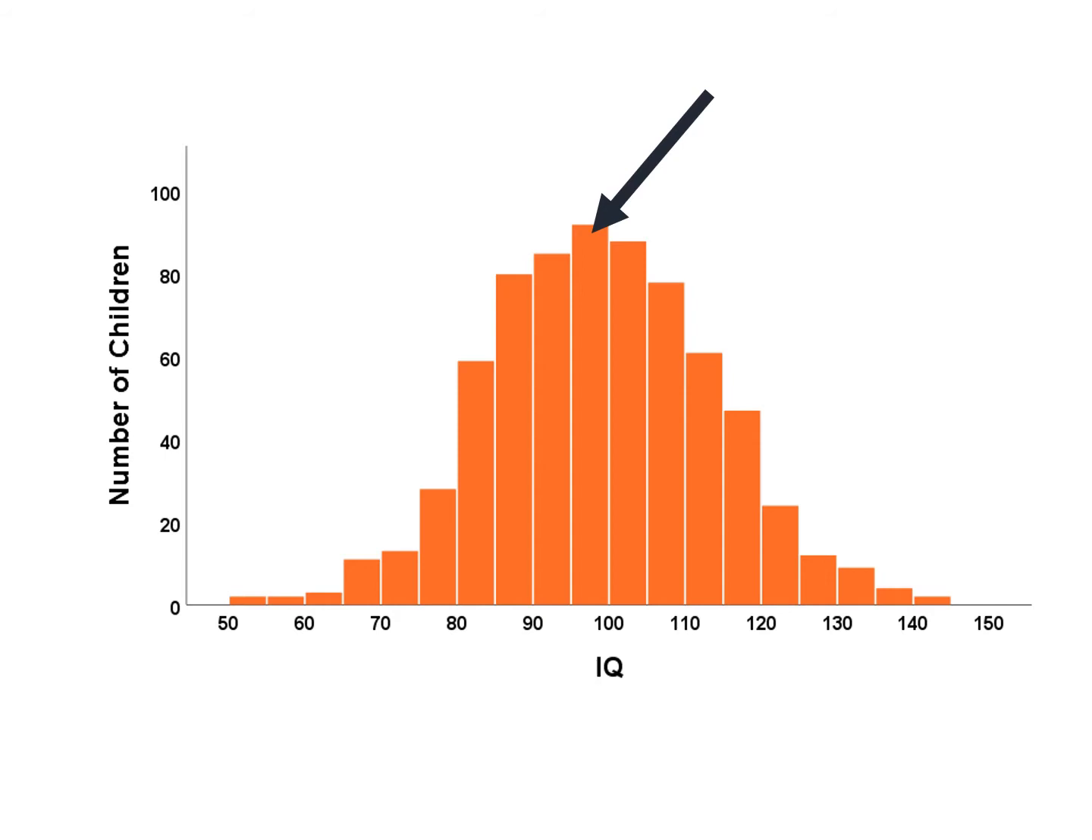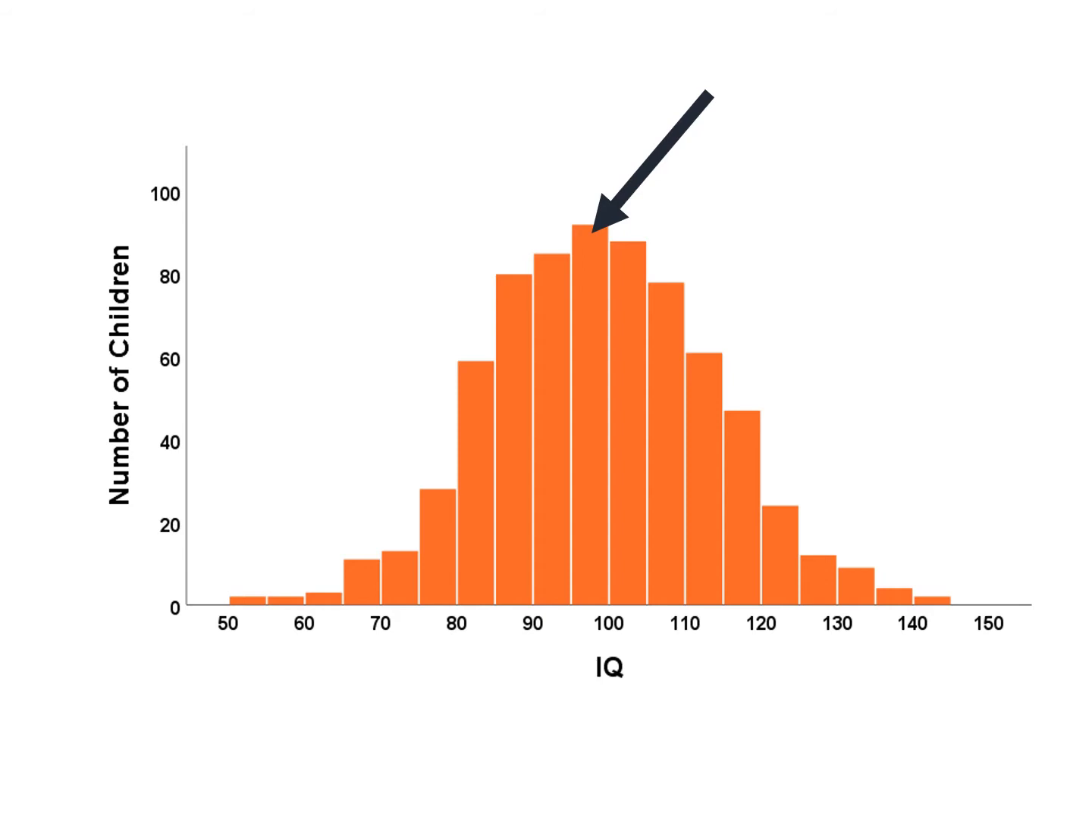Now, looking at this specific bar, what range of IQ scores is represented here? When I say the range, I mean what's the lowest and the highest IQ scores represented by the bar. So specifically for this bar, the lowest IQ score would be around 95 points, and the highest IQ score represented by this bar would be around 100. So the range for this bar would be from 95 to 100. All the children represented by this bar had IQ scores between 95 and 100.